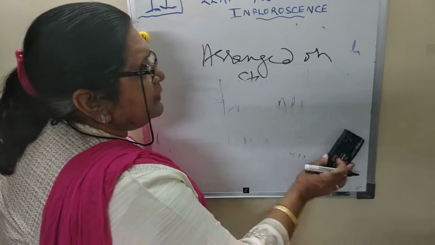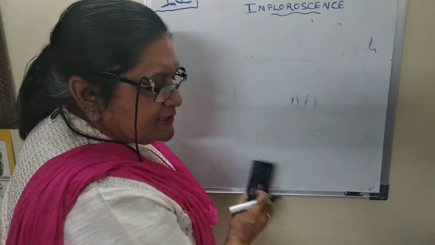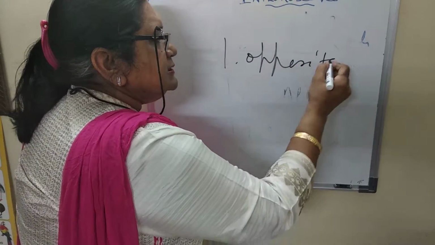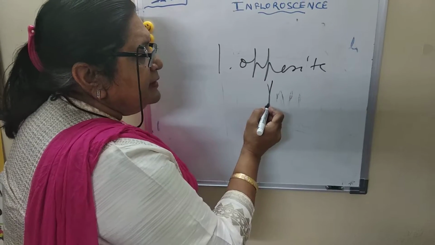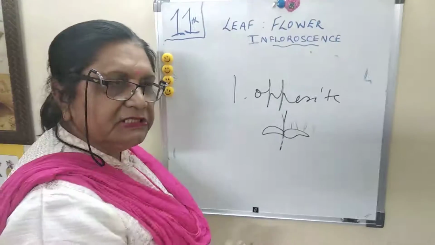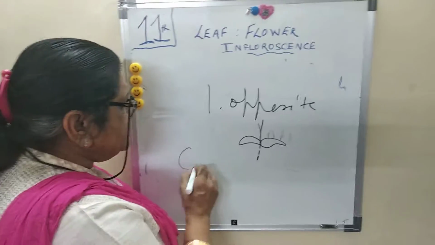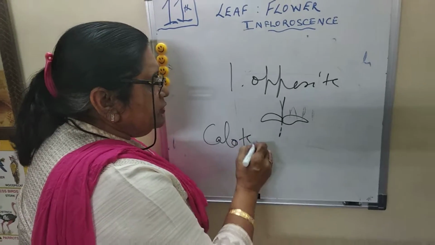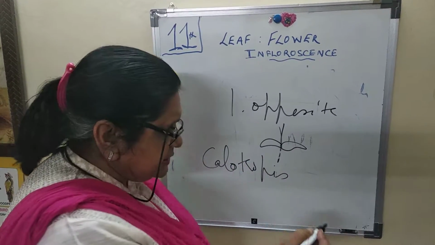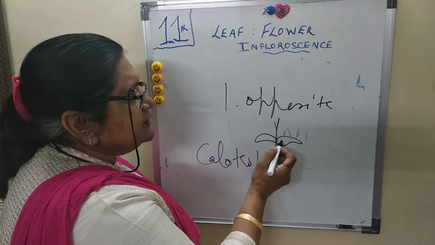The second condition of phyllotaxy is called opposite. This is the stem. One leaf, second leaf on the same node, opposite to each other. Example, Calotropis.